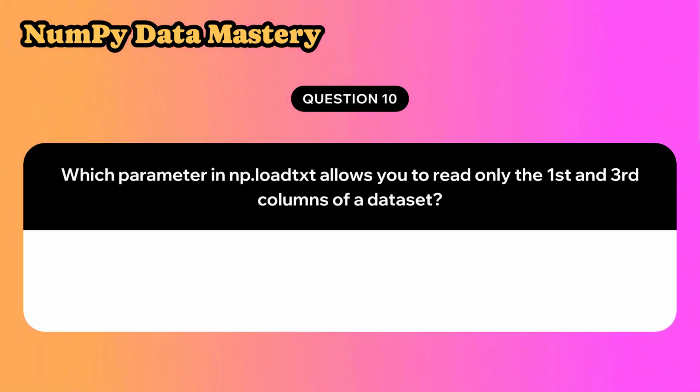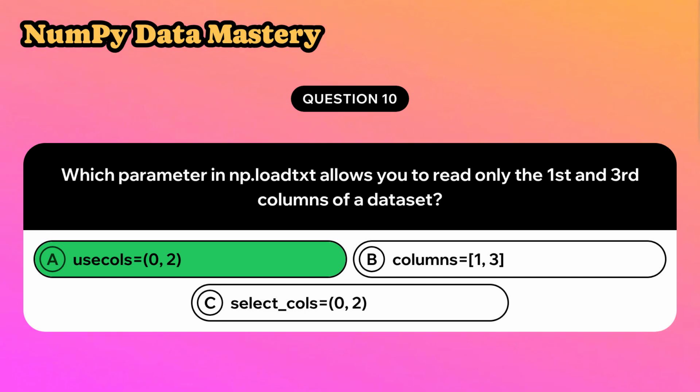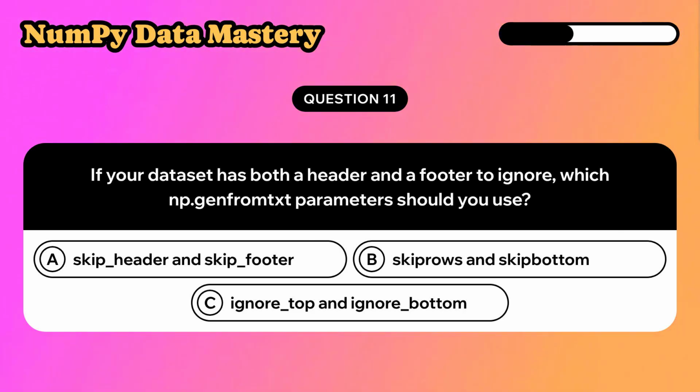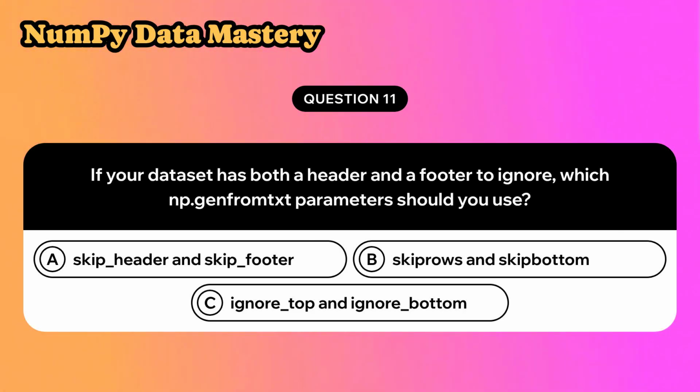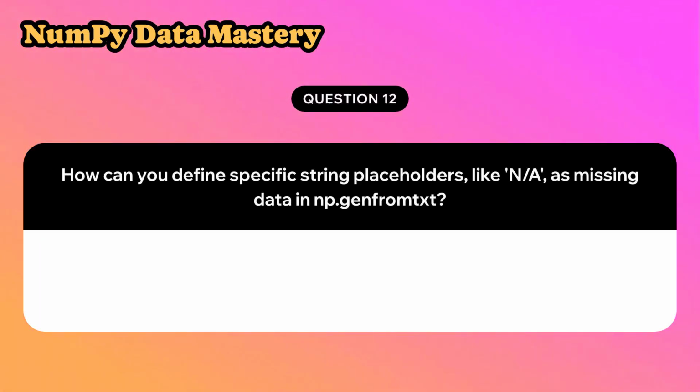Which parameter in numpy.loadtxt allows you to read only the first and third columns of a dataset? If your dataset has both a header and a footer to ignore, which numpy.genfromtxt parameter should you use? How can you define specific string placeholders like n/a as missing data in numpy.genfromtxt?